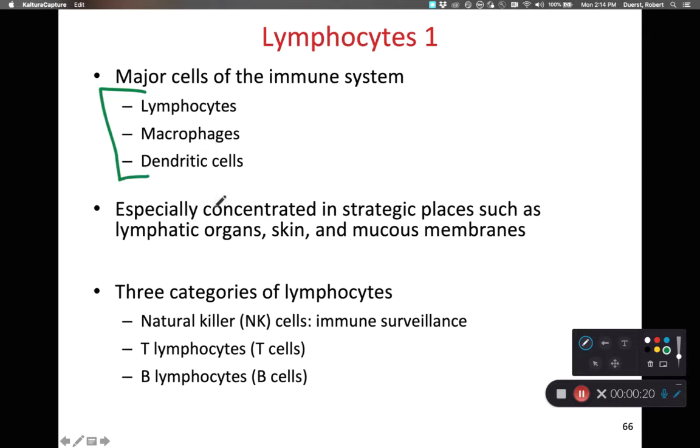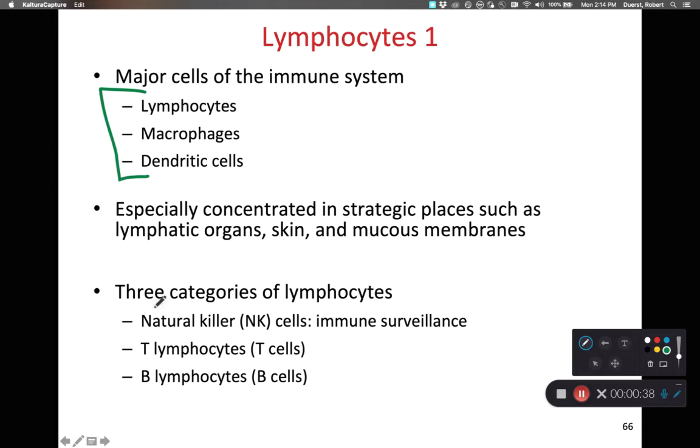We find that we have lots of these in skin, or tissue types I should say, that are exposed to lots of attack. So lymphatic organs, our skin and mucous membranes are going to have higher concentrations of pathogens. To combat that, we have higher concentrations of white blood cells in those areas.